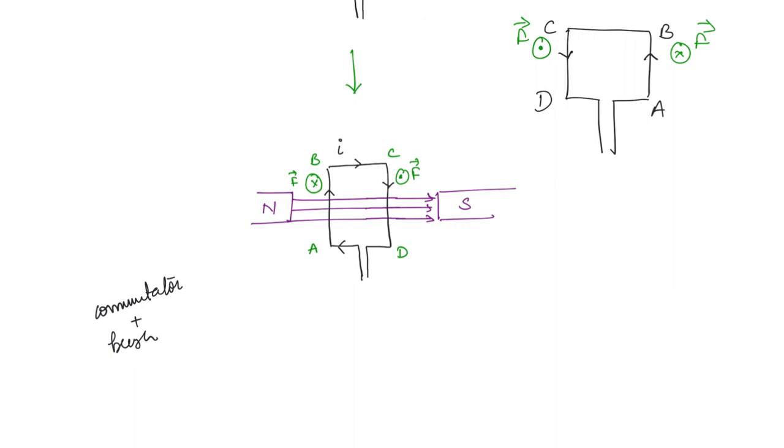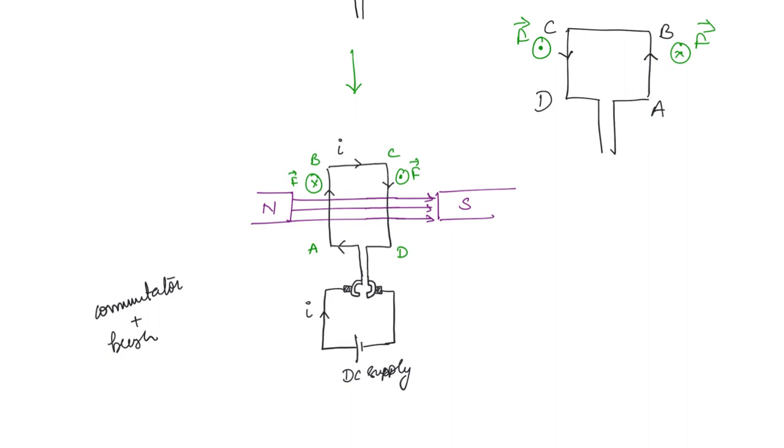So what we are going to do here is, we are going to introduce a commutator and a brush. What is the function of this? Here at either end there is going to be a conducting ring like this, and these conducting rings are going to be connected via brushes. These brushes are going to slide on the rings and this will be connected to the supply. Okay, this is the DC supply. We are talking about the DC machines. So what is going to happen now? The current will flow like this.